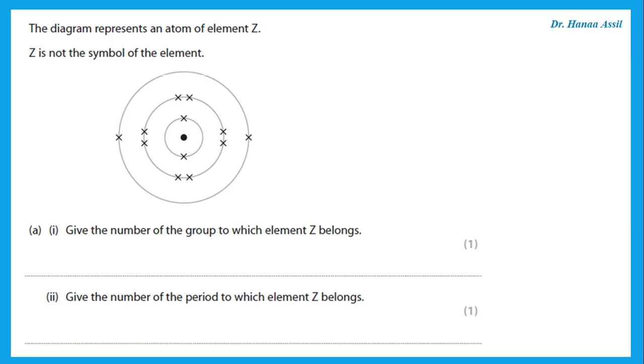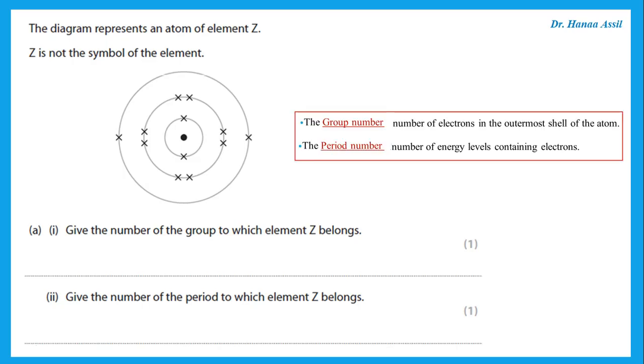The diagram represents an atom of element Z. Z is not the symbol. Give the number of the group to which element Z belongs. How do we know which group and which period? You have to remember, the group is the number of electrons in the outer shell. So how many electrons in the outer shell here? In the outer shell we have 2 electrons. This would be in group 2.